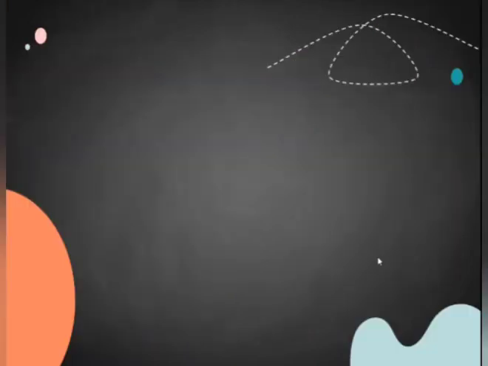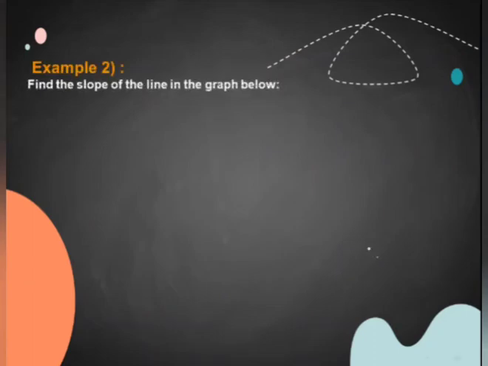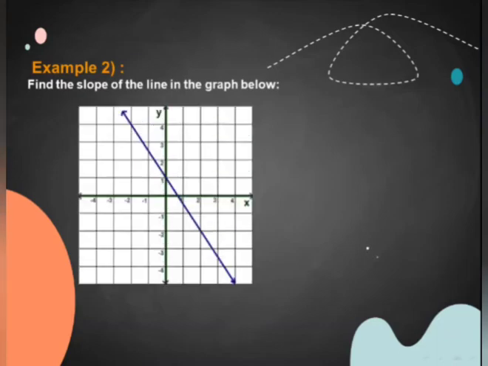Let's go to another example. Example 2. Find the slope for this graph. We have another graph for a line. First, you must determine 2 points on the line in the graph. For example, minus 2 and 4. The other point is, for example, 2 and minus 2. So minus 2 is x1, 4 is y1, 2 is x2, minus 2 is y2.